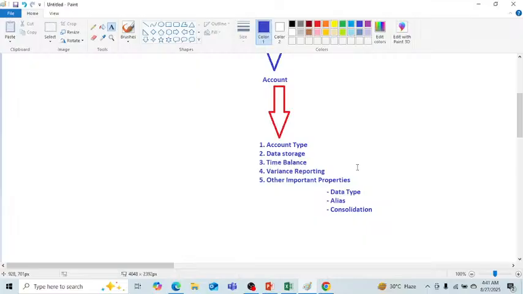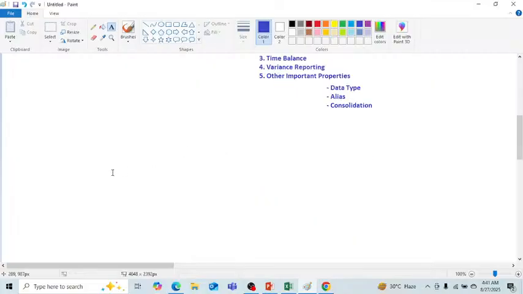In the other important properties, we have data type, alias, and consolidation. Alias is so simple, it is the alternative name of your account. It is a unique identification, you can also say it like this. So it is really a fascinating and insightful thing that we will learn today. We will start with the account type.